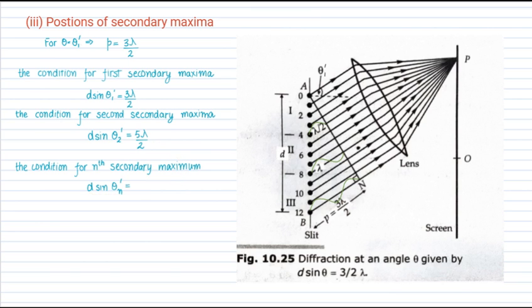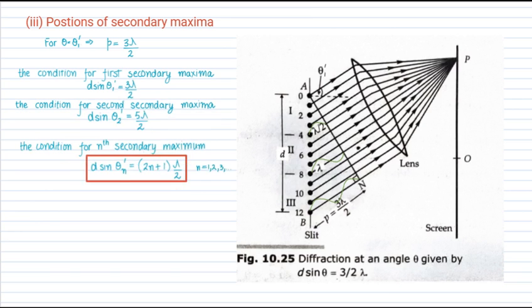And how did we write our odd numbers? Let's put a bracket first. So 2n is your even number. And if I add 1 here, then it will become an odd number. So (2n plus 1) is an odd number multiplied by lambda by 2. Fine. So this is the condition for the secondary maxima.